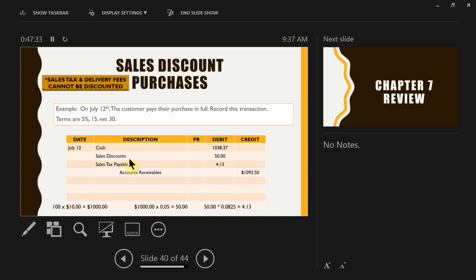So the 1038.37 plus the discount and tax, that's how it balances out with the 1092.50 they originally owe me. So these are contra accounts, right? These are canceling out or decreasing the amount that they owe me. So I'm taking these amounts out from my accounts receivable to reflect how much they actually owe me now. This is the discounted amount. So in this case, I'm only taking out. I'm not adding or putting back anything in. Okay, I get it.